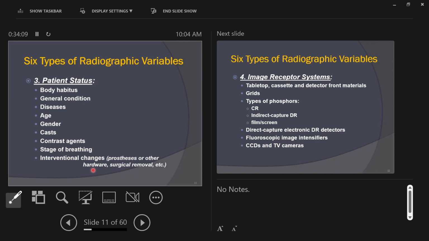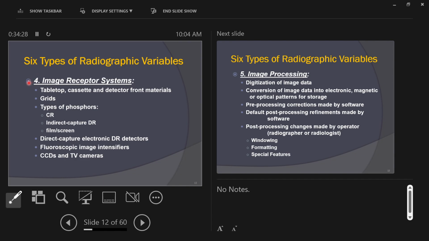Like if you've ever seen someone who's had open chest surgery, they look almost like bread ties, right? They're wires that are connecting the sternum back together. Those are artifacts on the image now, surgical artifacts. So the patient affects things, right? And the patient is the whole idea, right? They're the thing that we're trying to radiograph.